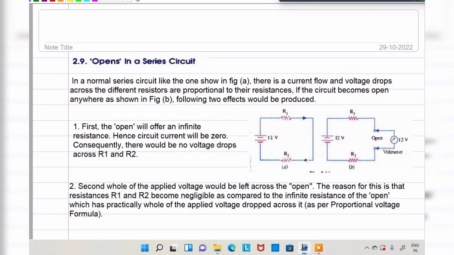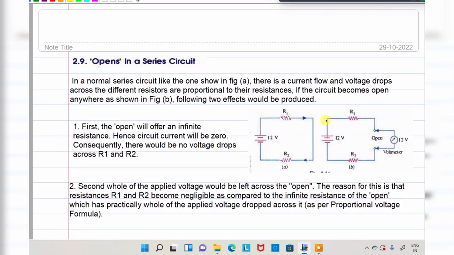Okay, so next one is opens in series circuit. In case of a series circuit, if any resistor is open circuited or interconnecting wires are open, what will happen here? It is also a very important topic. You need to understand the concept clearly.